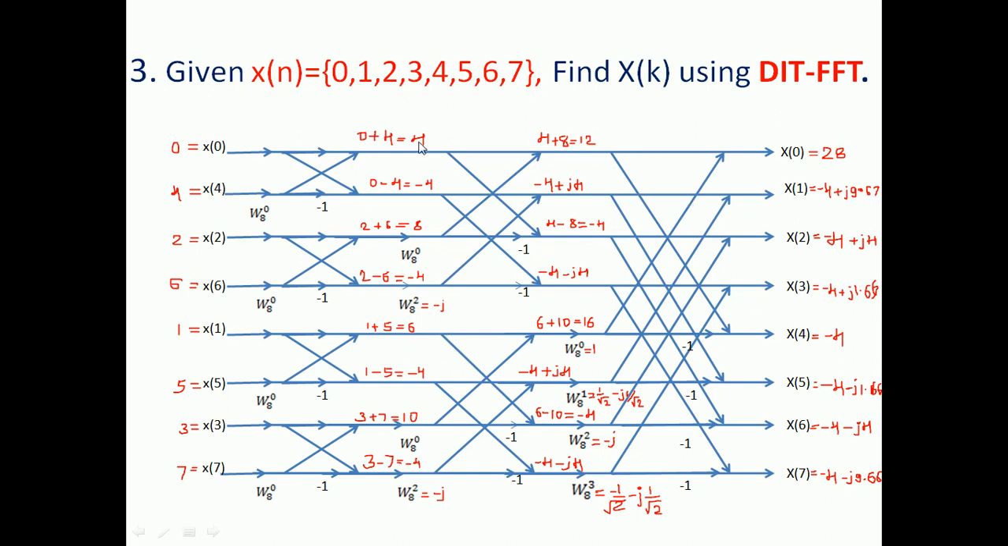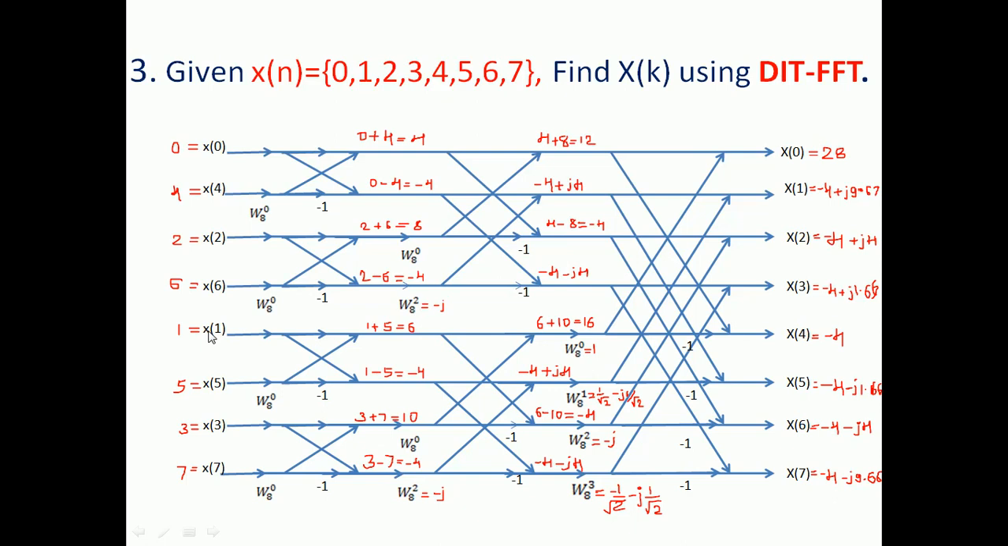Okay. X of 0 is replaced with x of 0 only. X of 0 is 0. Next, x of 2 is replaced by x of 4. X of 4 is 4. X of 2 is replaced with x of 2 only. So x of 2 is 2. X of 3 is replaced by x of 6. So x of 6 is 6.